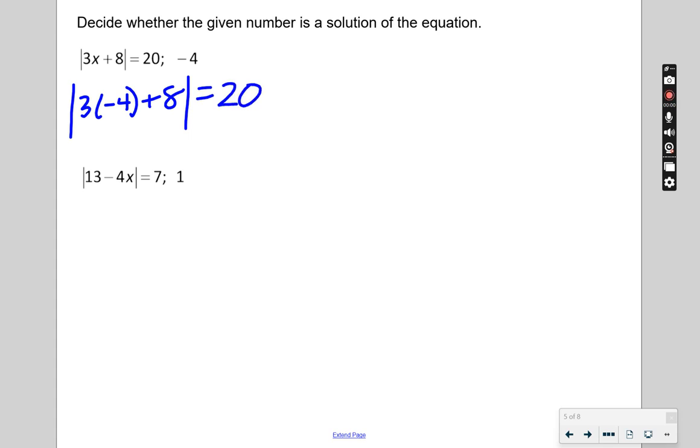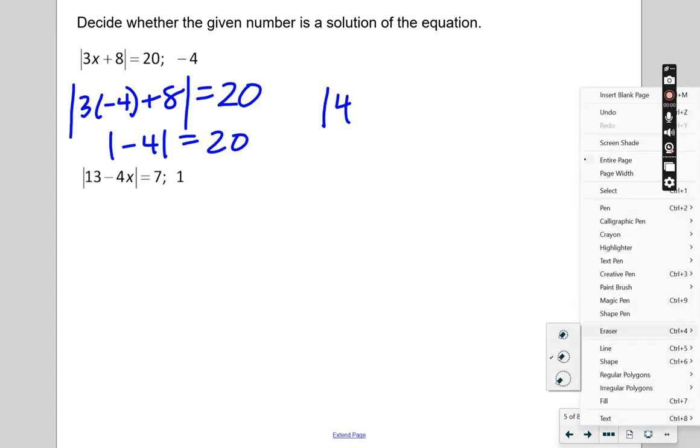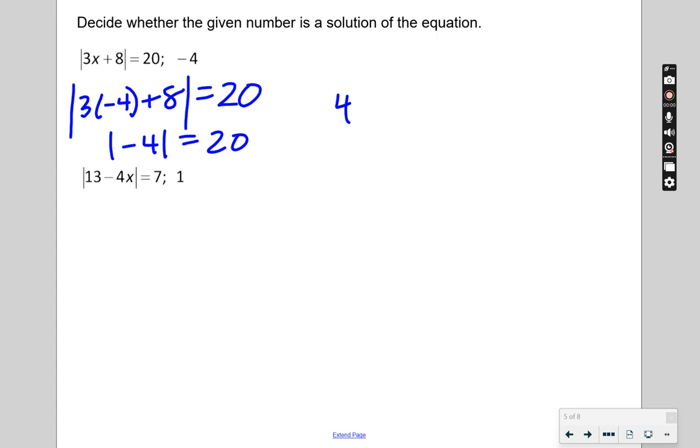So let's simplify over here. What are we going to do first? Multiply. So -12 plus 8, what is that? -4. Absolute value of -4 is what? 4. So are these equal? We got 4, which does not equal 20. No. So on your homework, that's the first couple questions: tell me if it's a solution.